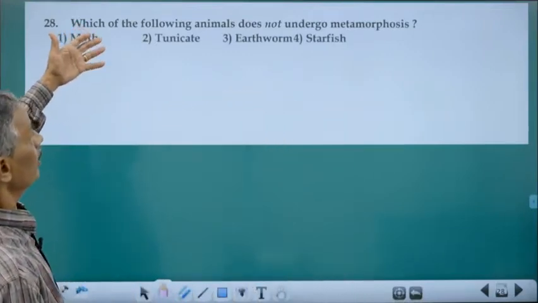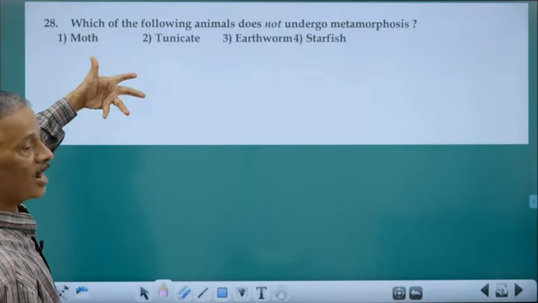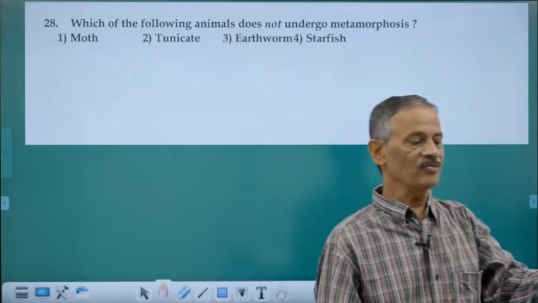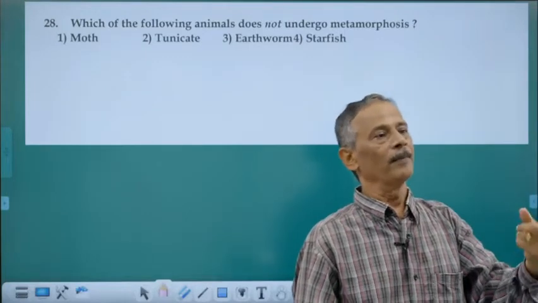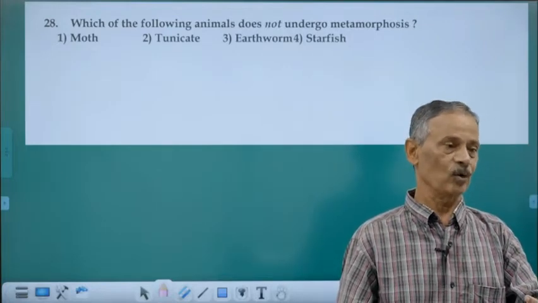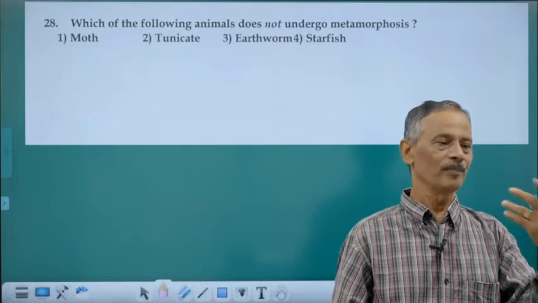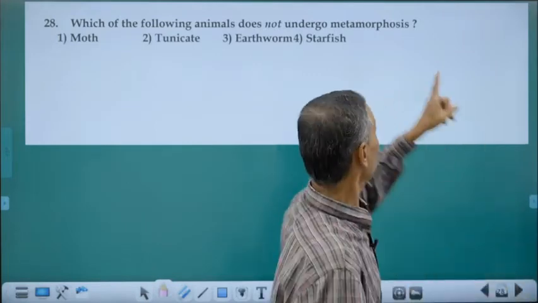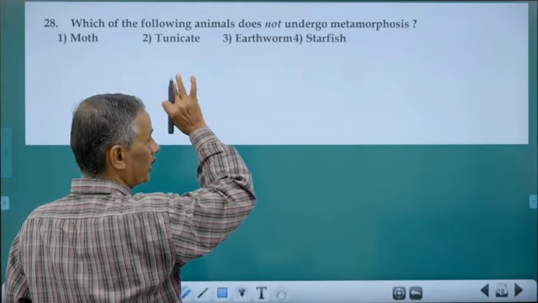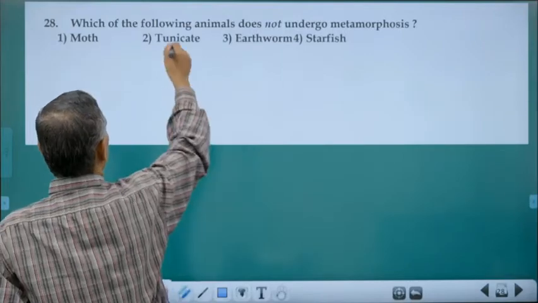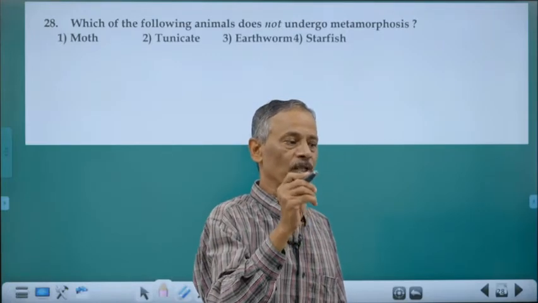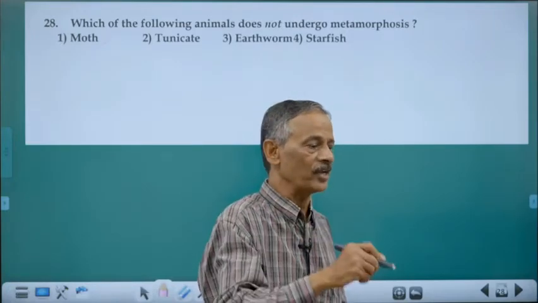Which of the following animals does not undergo metamorphosis? Alternation of generation is metagenesis. This is metamorphosis. Life cycle consists of a larva stage. Their development will be indirect. Egg, larva, pupa sometimes, and adult. That is called metamorphosis. Moths and butterflies have complete metamorphosis, holometabola. In tunicates, there is a larva stage. That larva is called tadpole. It is similar to that of the frog tadpole. That is why it is called tunicate tadpole, ascidian tadpole.